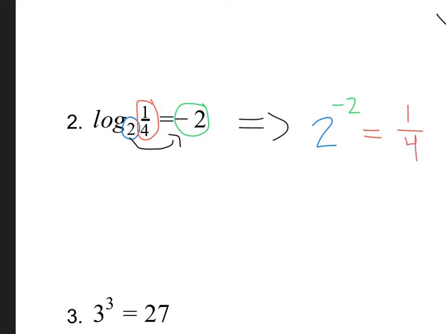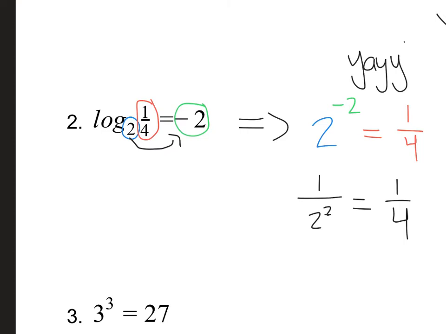Now, does it? Well, let's do a little bit of algebra here. So we have 2 to the -2. Remember that negative up there just means I'm going to flip it and get rid of the negative. So really I have 1 over 2 squared. And we know 2 squared is 4, so that should equal 1/4, and that's exactly what happens. So yay, we have a correct statement, we have a true statement.